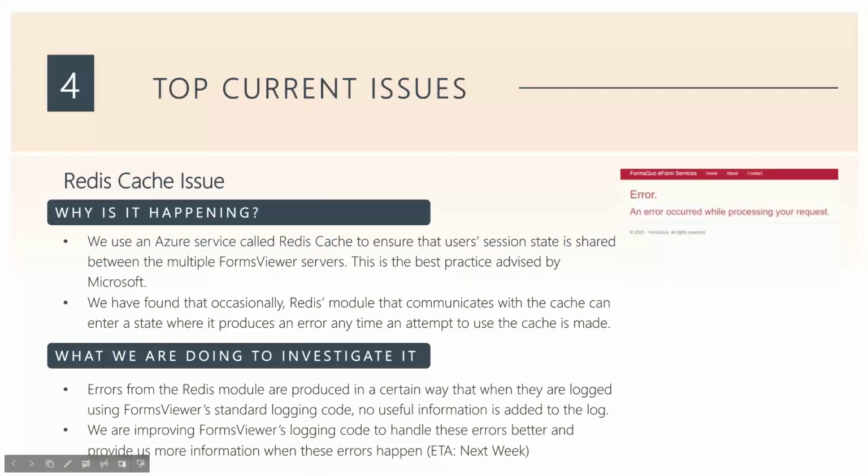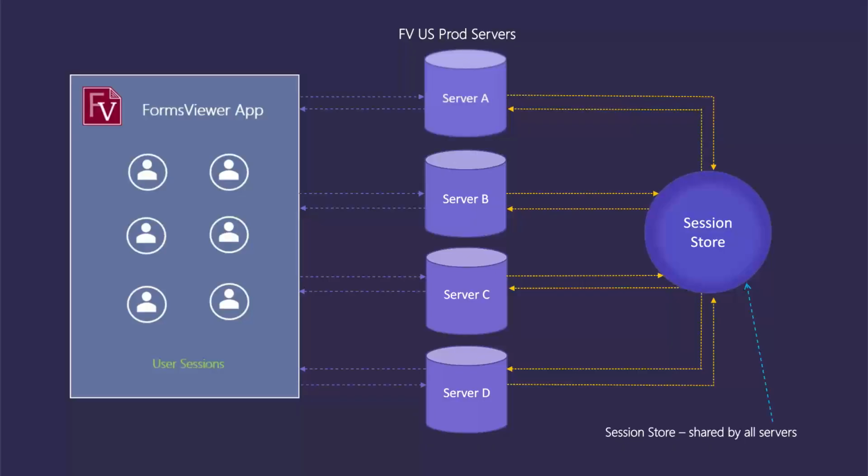We actually have one ongoing issue, which hopefully you won't see, but basically the way FormsViewer works is we have several servers, 2 on the West Coast and 2 on the East Coast, at least for our US instance. For Europe, we have 2 servers. And the servers need to communicate the user session state with each other so that it's consistent between all of them. And since we have our stuff deployed in Azure, we use something called a Redis cache, which just basically holds on to that data and allows the different servers to share it.